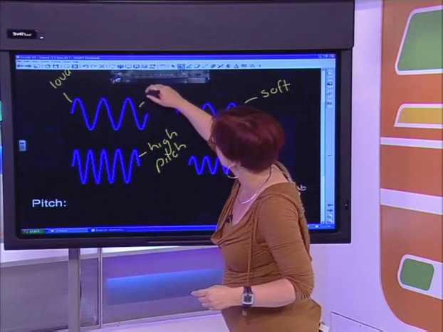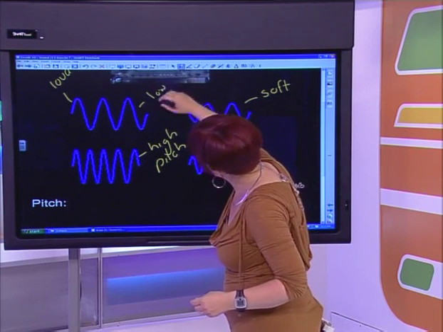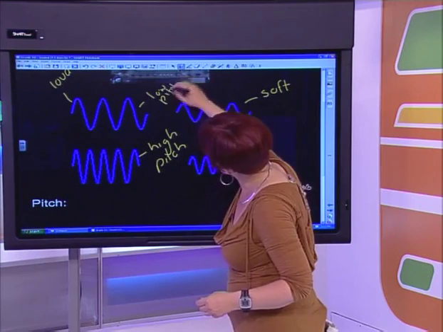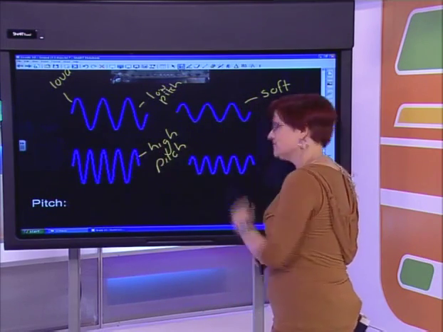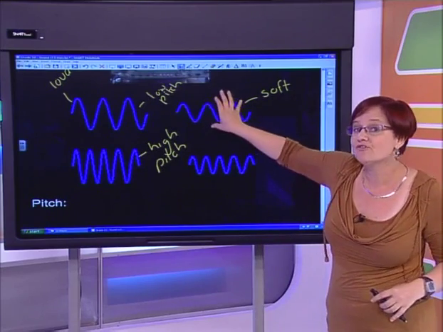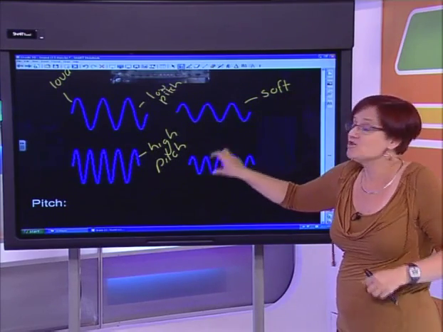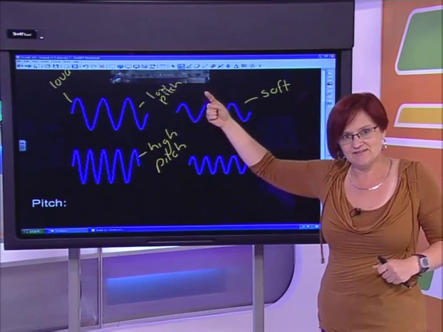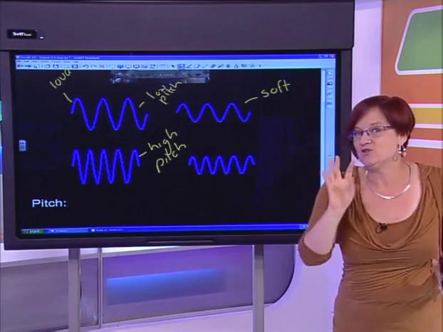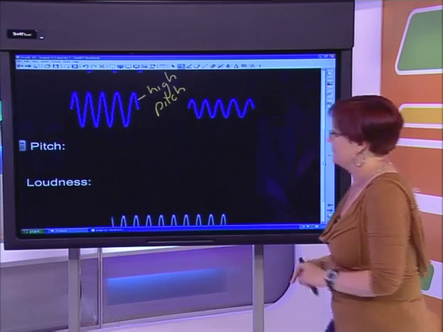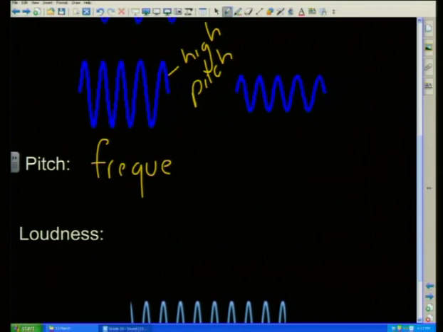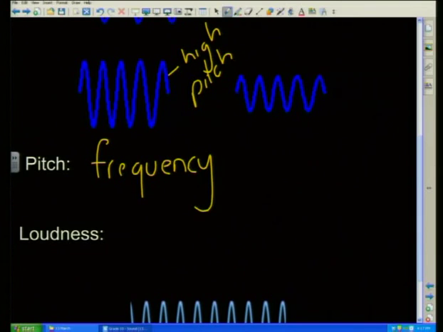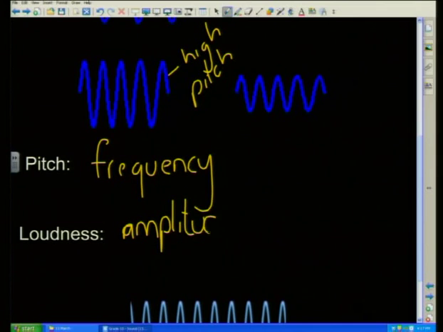So this is a loud, low pitch sound. Okay, and I'm writing sideways now, but that's okay. This is a loud, high-pitched sound. This is a soft, low-pitched sound, and this is a soft, high-pitched sound. Okay, so what do I need you to get from this? And this is the important thing: pitch is related to frequency, and loudness to amplitude.